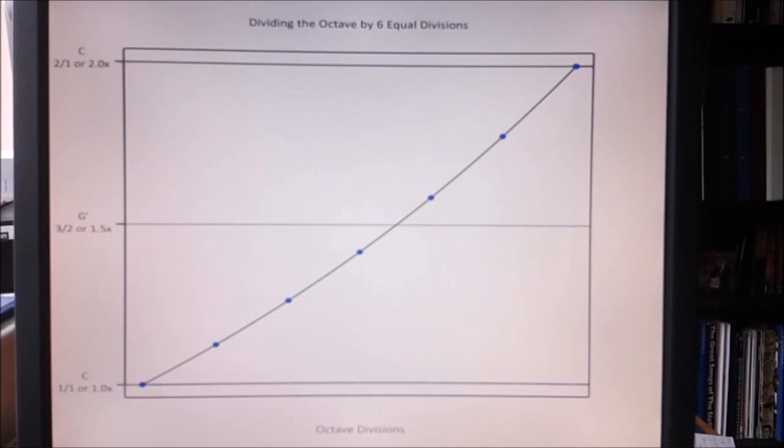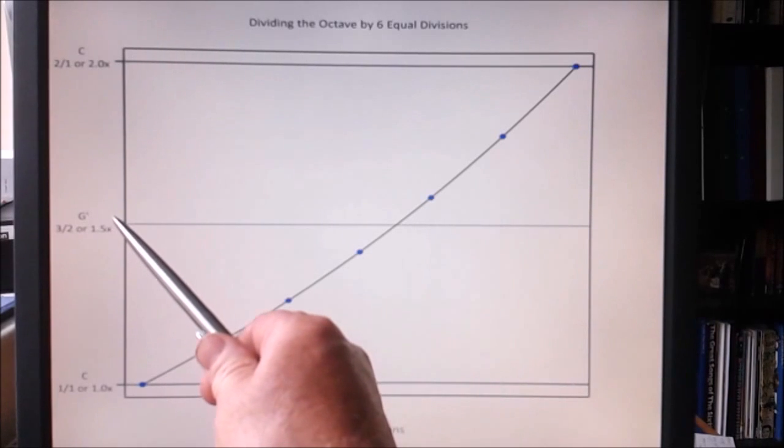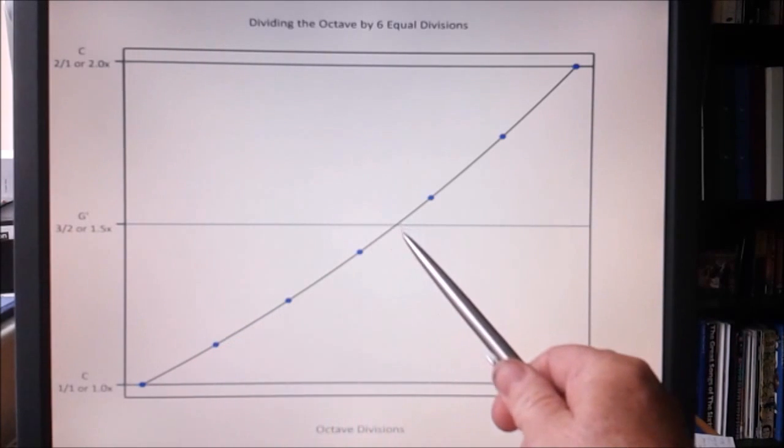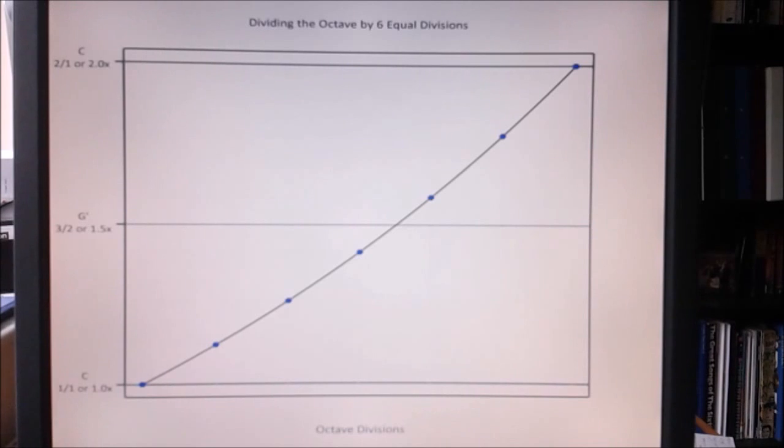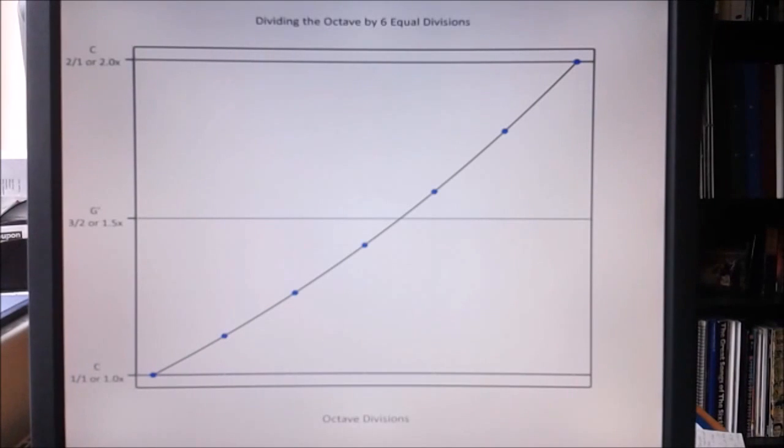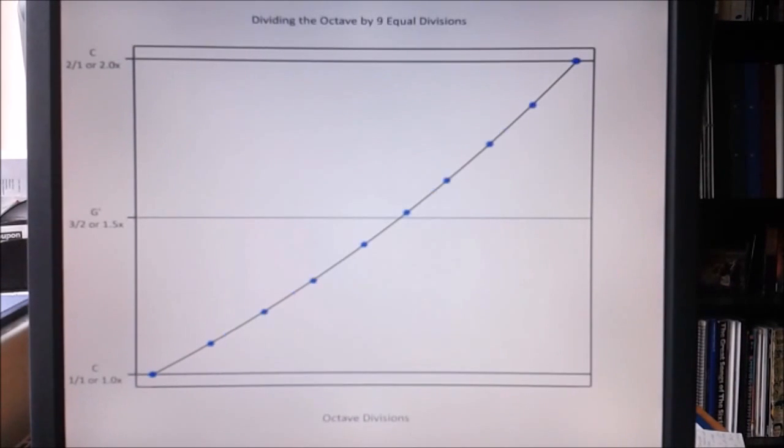Now here you can see that that's all well and good. The notes are nicely evenly spaced, so we won't have a problem changing the key of the song. But the problem here is that there's no note anywhere near this nice ratio of 1.5 which generated G dash. It'd be nice if we could incorporate some or all of those consonant note ratios. So what happens if we increase the number of notes to 9?